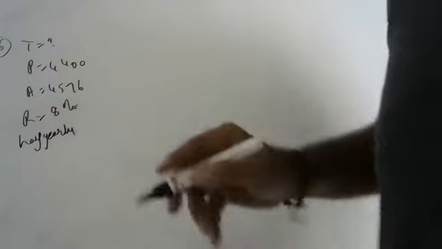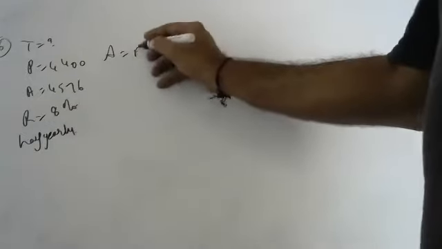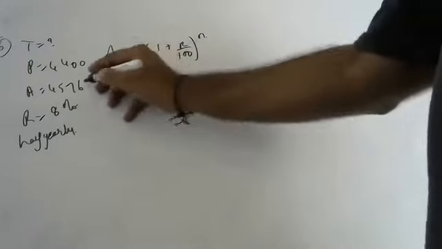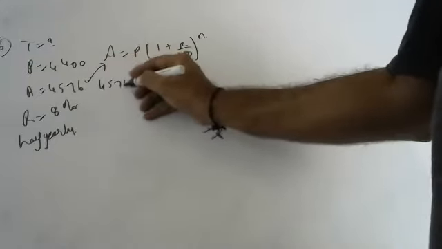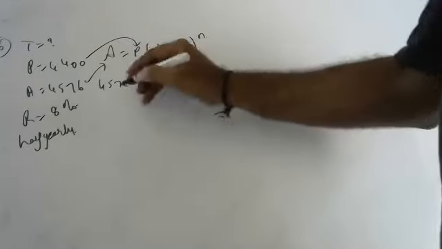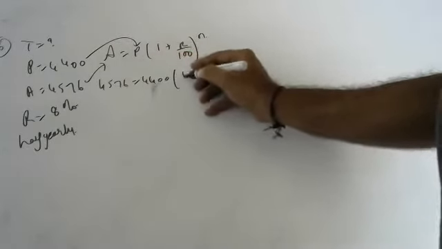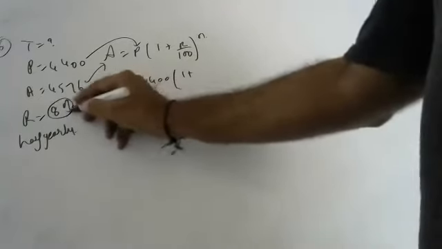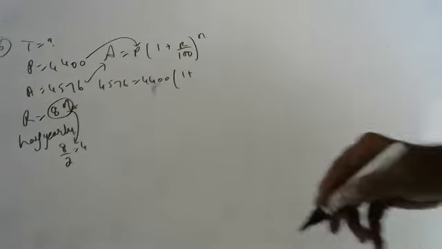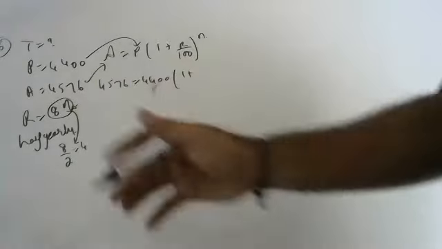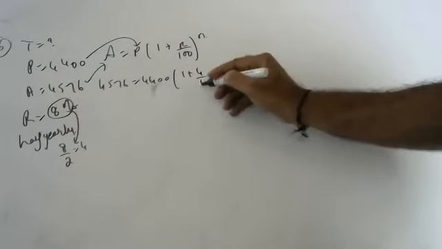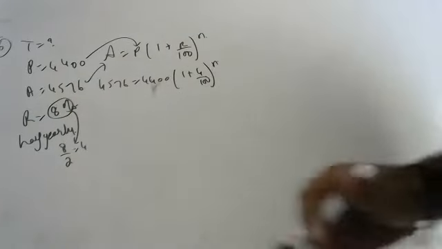Sir, amount is equal to P into 1 plus R by 100 whole to the power N. 4576 is equal to 4400 into 1 plus 4 by 100 whole to the power N. Wait, 8 by 2 is 4, because per annum is half yearly. So 4 by 100 whole to the power N.